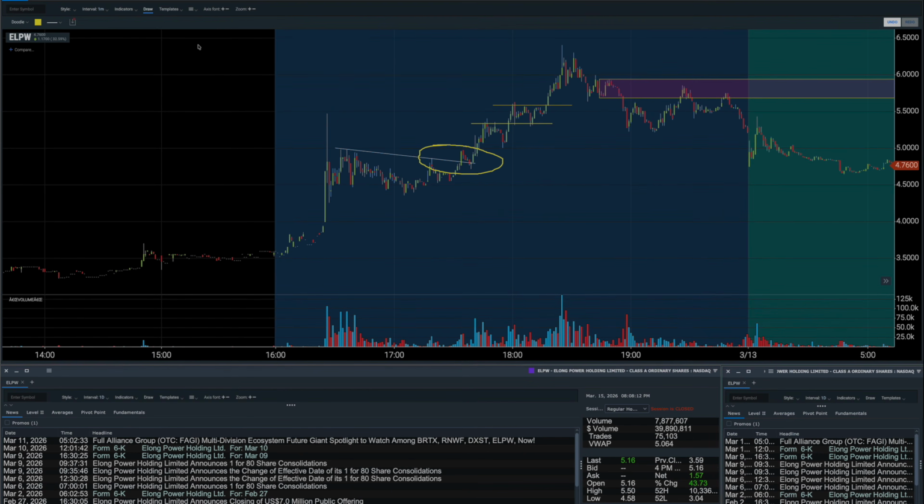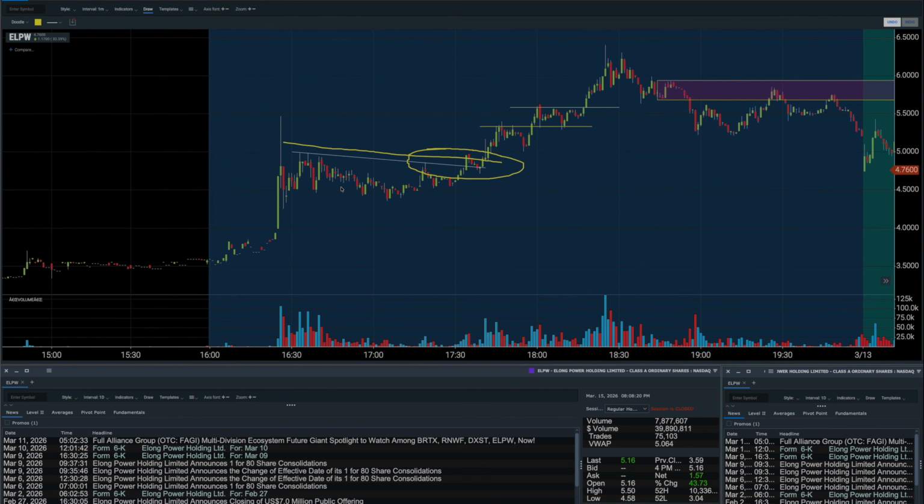The setup itself was a downward trendline breakout, which is one of my favorite patterns. Usually, what I want to see is multiple pivot points forming along that trend line, ideally somewhere between 3 to 5 touches before the breakout.